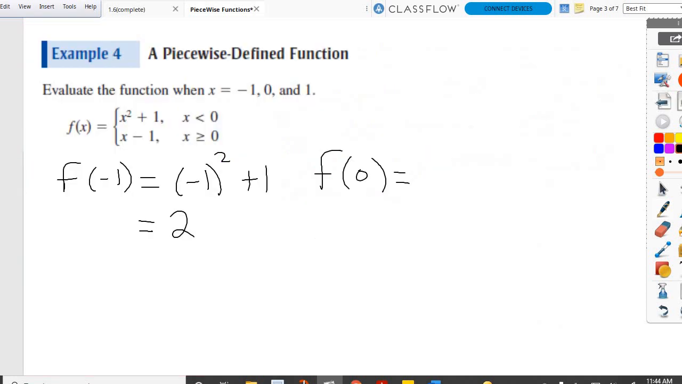Okay? So, we said I'm going to plug it into my second one. So, what do we get? -1. And then lastly, we're plugging in 1. Which one are we plugging it into? The second one. And we get 0. Do you have any questions on that?